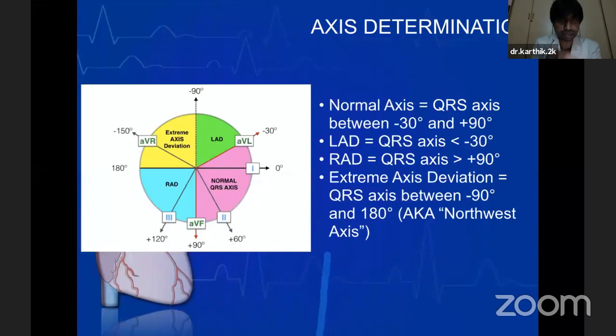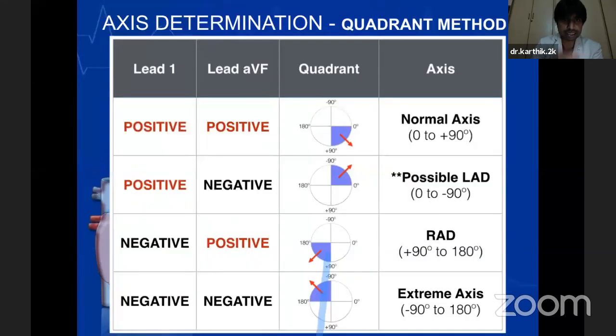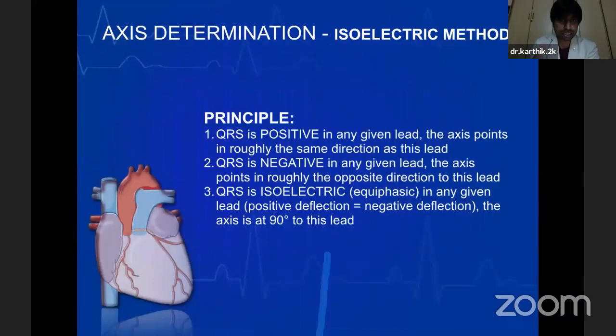So in this figure, you can see lead 1 and AVL, 0 degrees and minus 30 degrees, represent the left axis leads, whereas 2, AVF and 3, that is 60, 90 and 120 degrees respectively, determine the right axis leads. And in this illustration, we saw that when lead AVF was negative, the axis was moving towards the left. So that is what the principle says here.